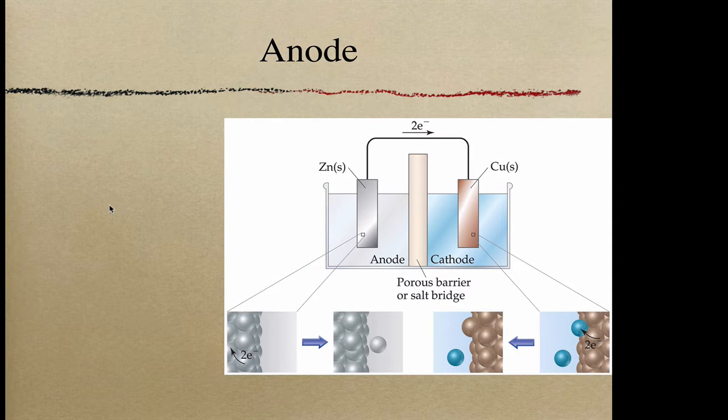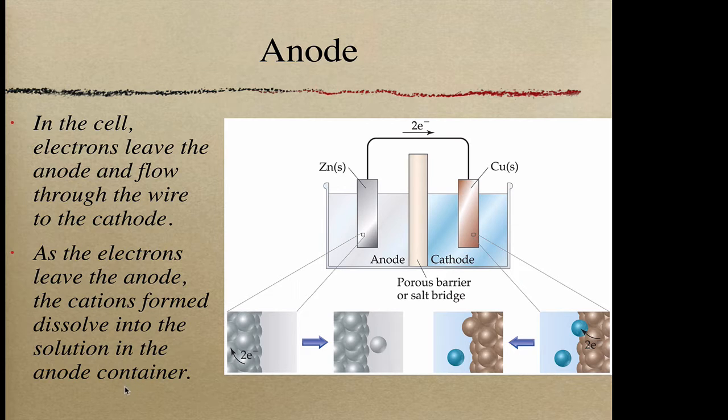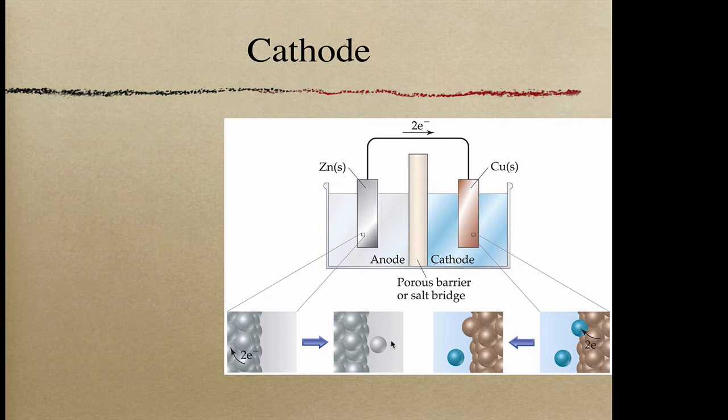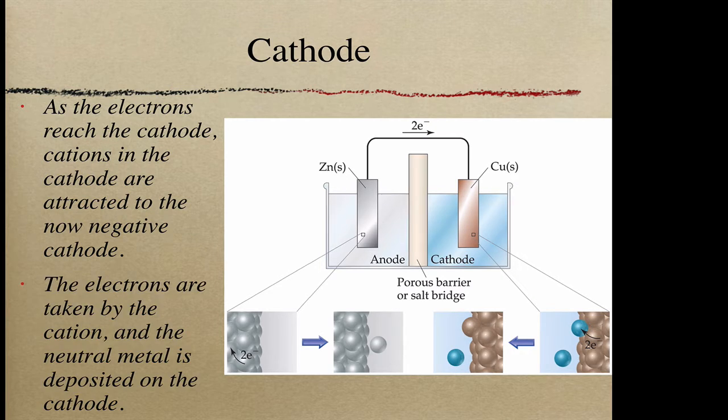Okay. Reminders at the anode. What is special about the anode? Okay. Electrons leave the anode and flow through the wire to the cathode. As the electrons leave, the cations go here and they dissolve into ions. In our cathode, electrons are coming to them, so as a result, the ions actually attach and become solid. And then that's our cathode side.